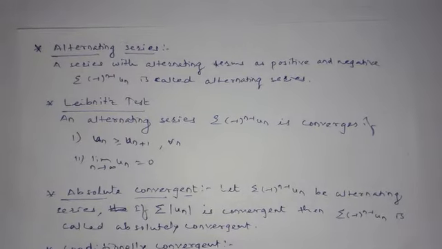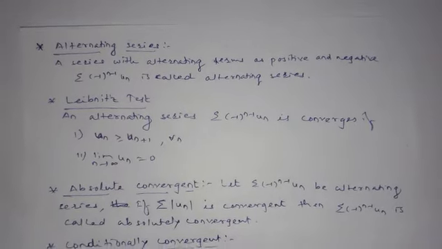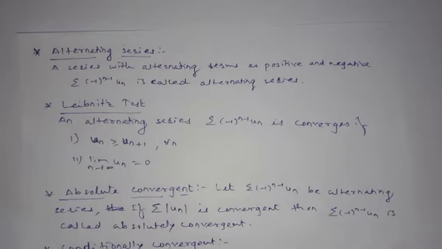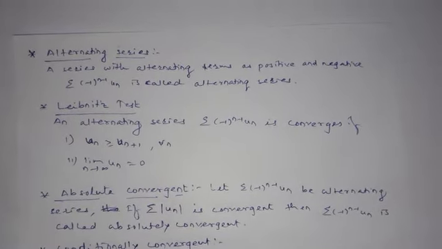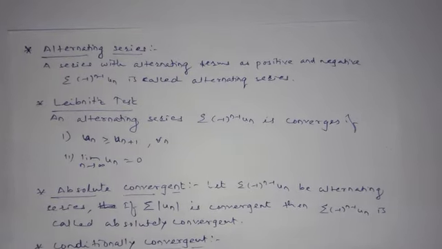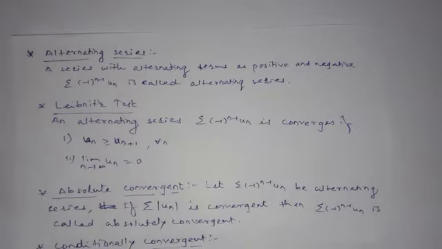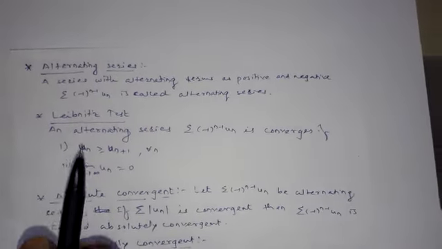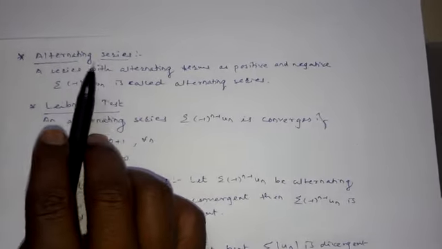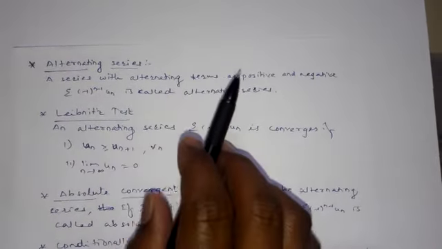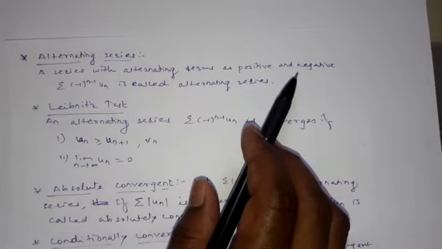Hello everyone. In the concept of infinite series, the next part is alternating series. It means some terms are positive and some terms are negative in the series. All the other tests we saw already are for positive term series. Now the next part is alternating series. A series with alternating terms means some terms are positive and some are negative.